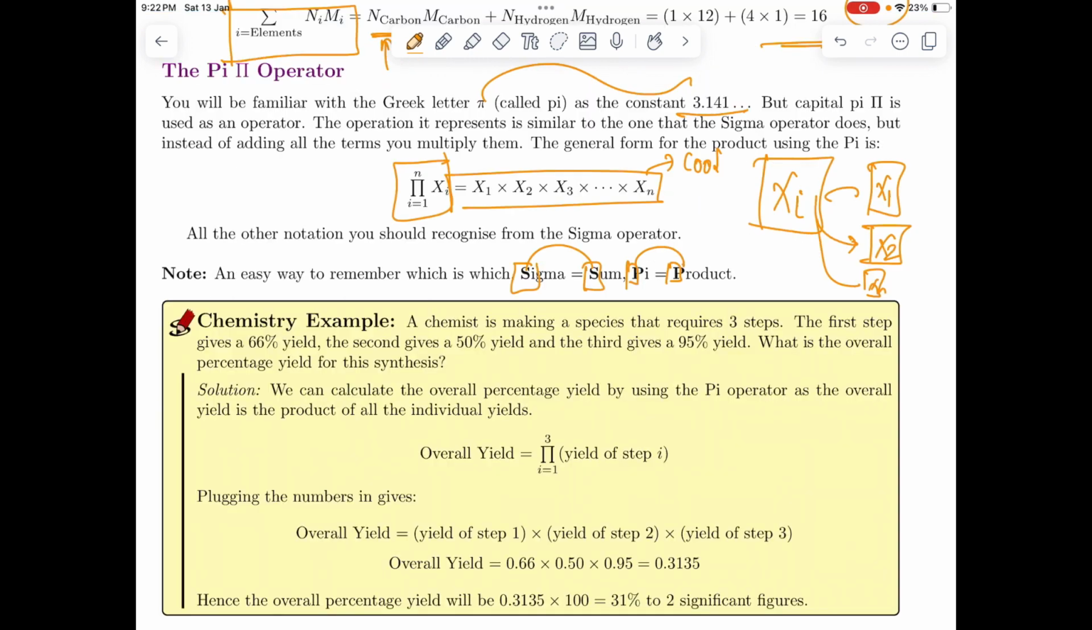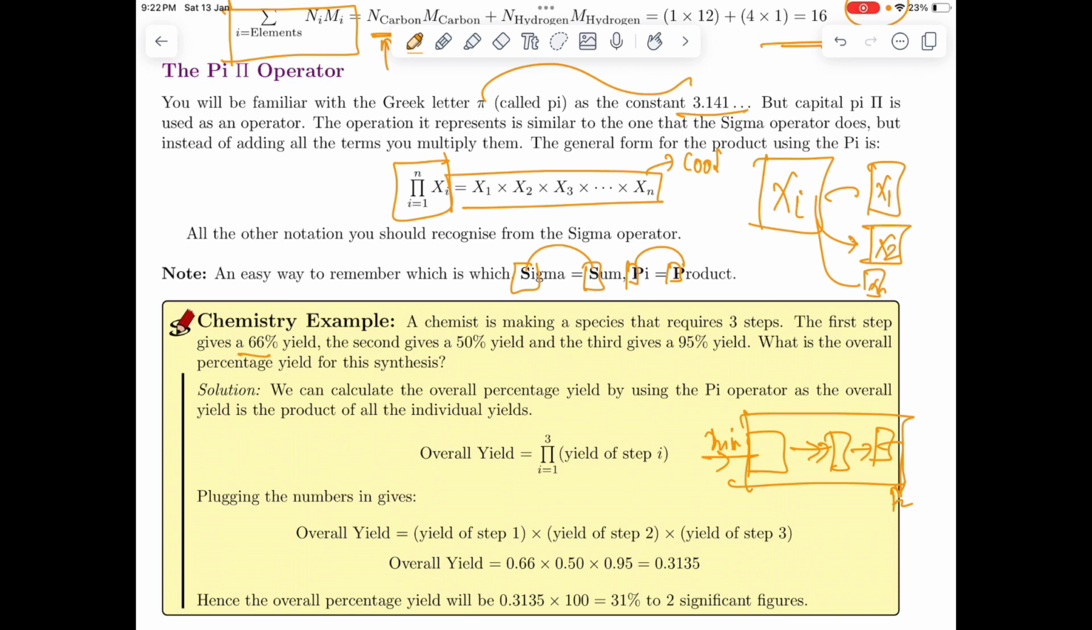Okay. So this is our friend from chemistry where the pi operator is being used. Chemistry is making a species that requires 3 steps. So maybe the preparation of a species requires 3 basic steps. So this is your initial product and this is your final product, right? And it's basically a composite function of mathematics. So the first step will give some output. Again, it has to be processed in the second go and third go and so on.